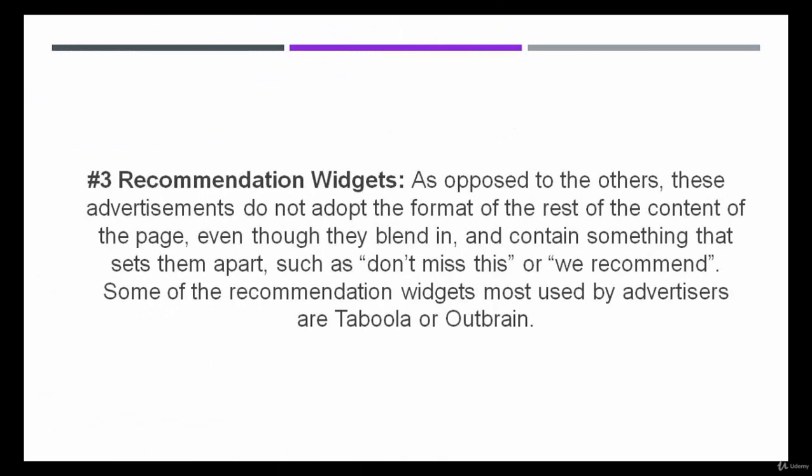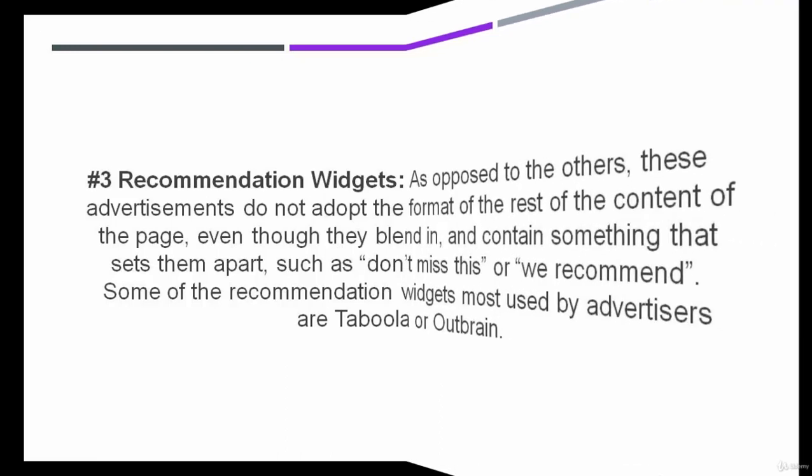Third, recommendation widgets. As opposed to the others, these advertisements do not adopt the format of the rest of the content of the page, even though they blend in and contain something that sets them apart, such as "Don't miss this" or "We recommend." Some of the recommendation widgets most used by advertisers are Taboola or Outbrain.